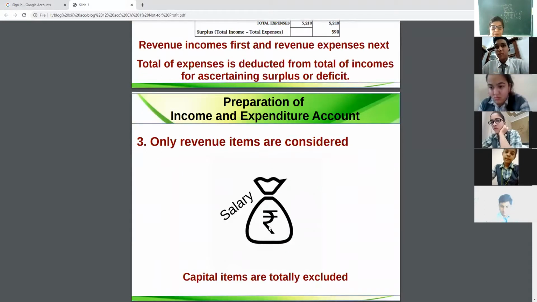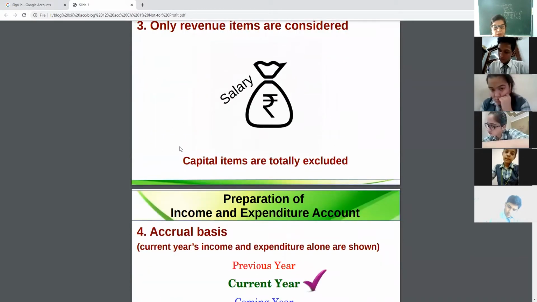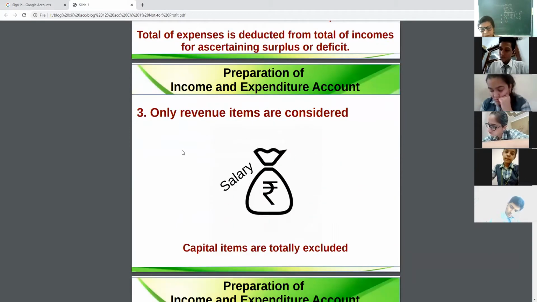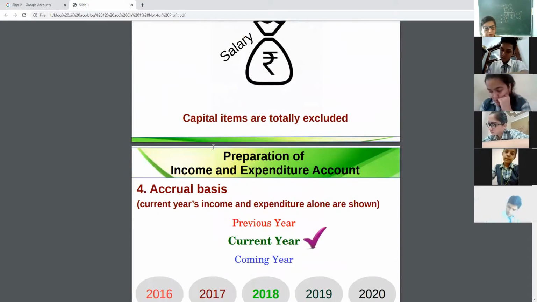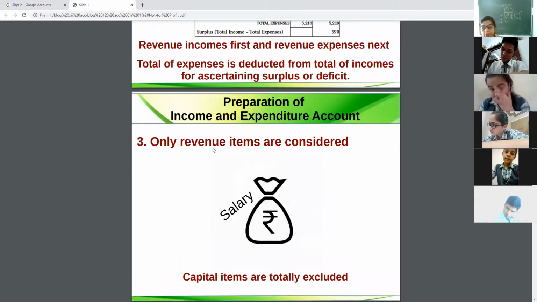Now, the points to be remembered. Please note down points to be remembered. Only revenue items to be considered.